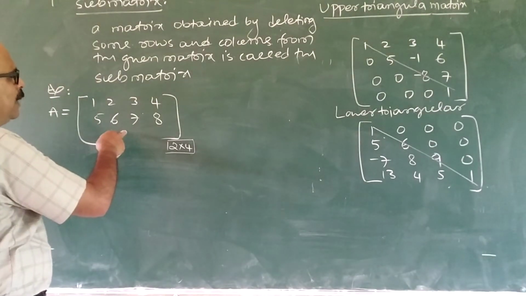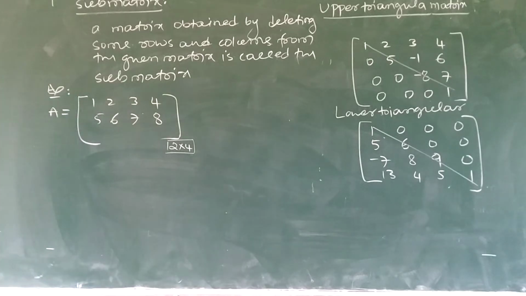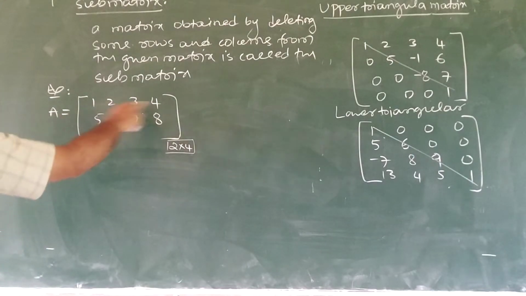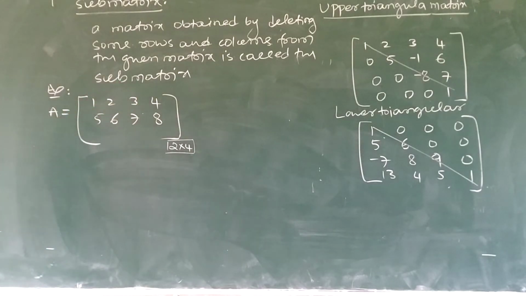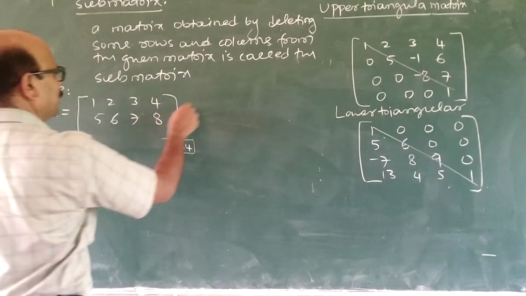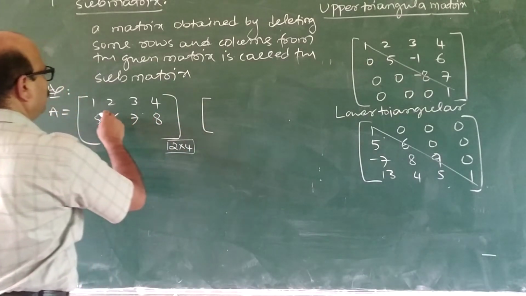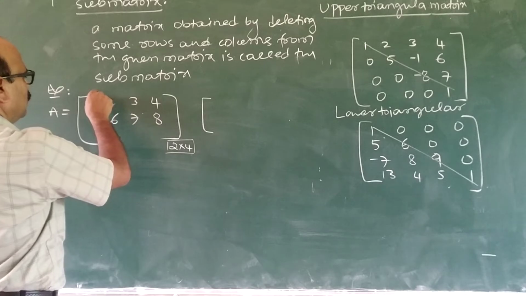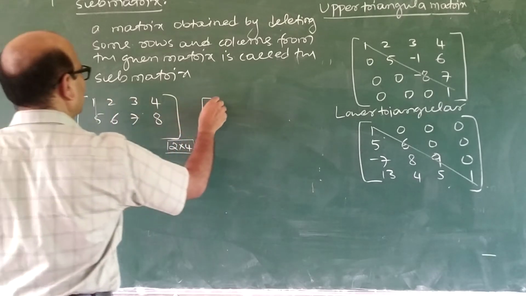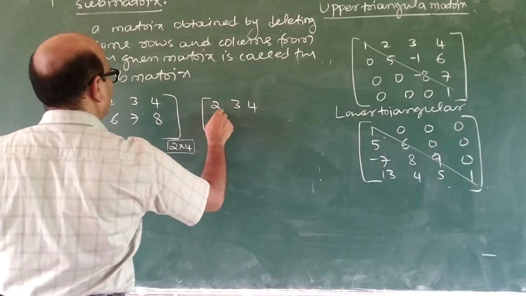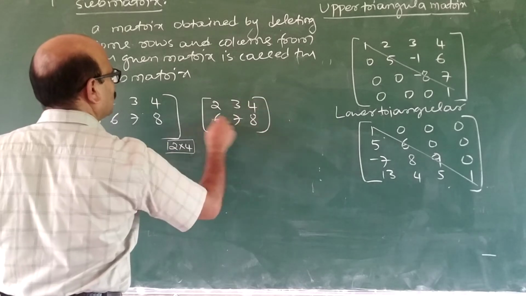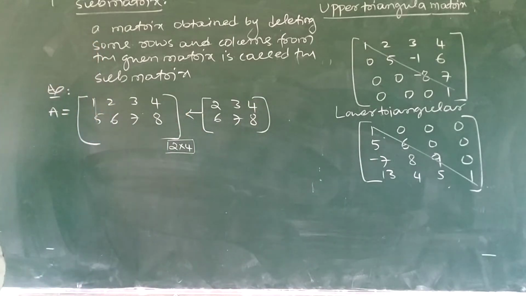And what is the value of the matrix? There is no value. It is only an arrangement of numbers. Now it is a 2 by 4 matrix. Say I consider here, leave the first column. What do you get? 2, 3, 4, 6, 7, 8. It is called a submatrix of this.